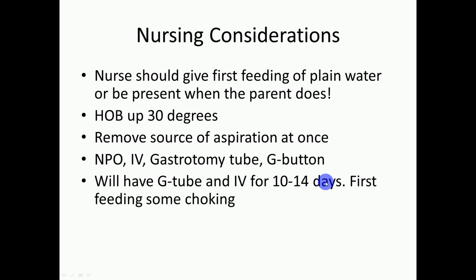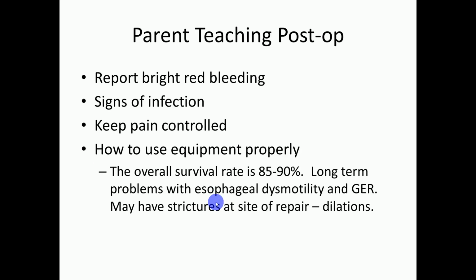If they do go down and have surgical repair, they may have some choking with their first feedings, and you would want to make sure you teach that, because again, that may be fearful to the parent who has sent their child down with the 3 C's and they come back and they're still choking some. So let them know that's a little normal for the first few feedings. Parent teaching post-op, of course: reporting bright red bleeding. It could indicate signs of active bleeding, maybe hemorrhage, that they didn't get sutured well enough. Signs of infection, keeping pain controlled well, and if they've got any equipment, how to use it properly.